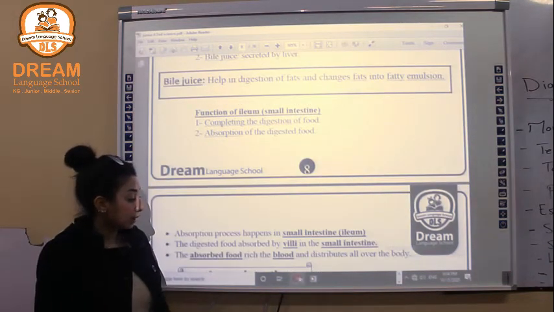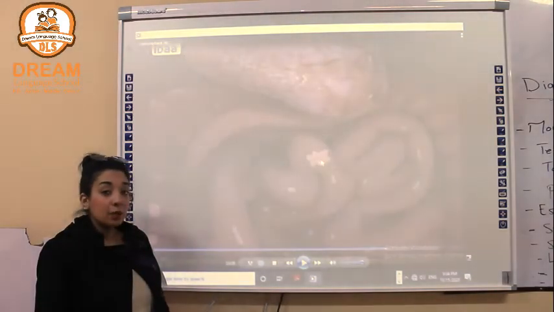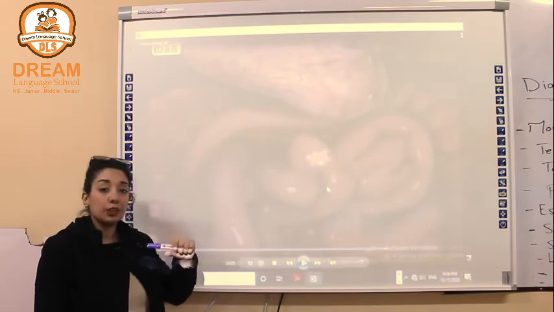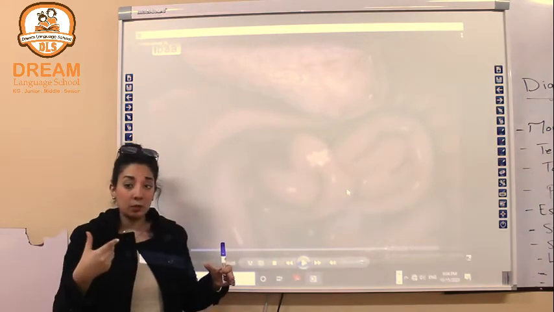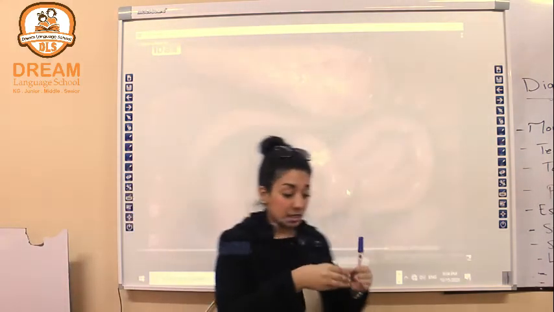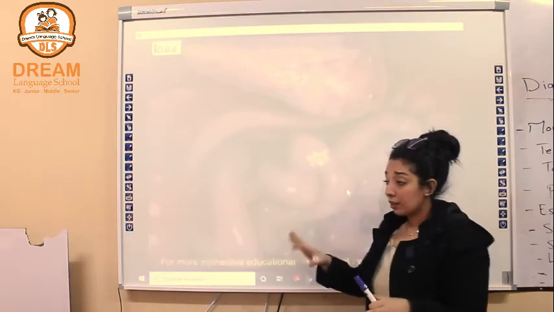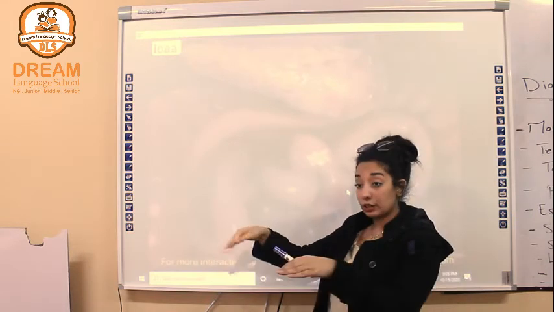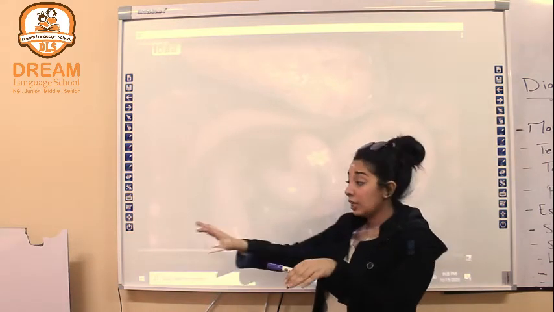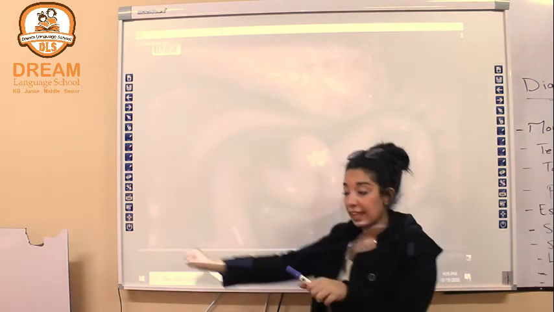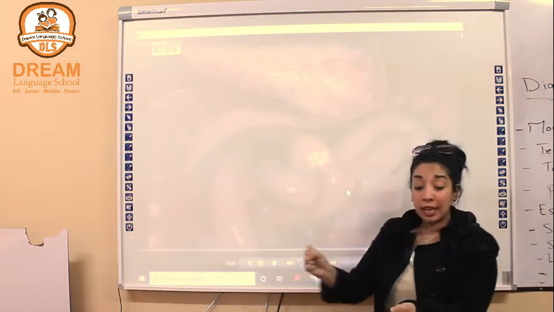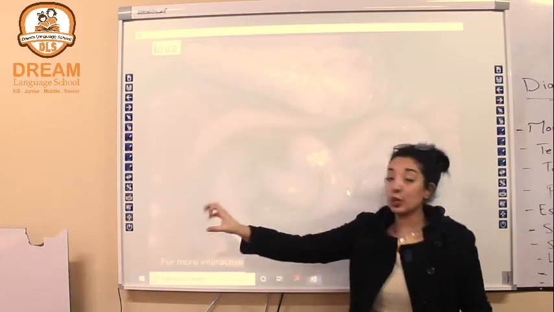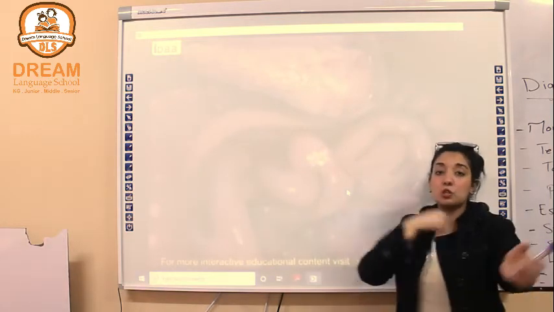I want you to look at this one. The ileum has very small parts. This small part is like a door. Let's imagine that the ileum has a door, and this door sees the digested food. So when the ileum completes the digestion, the door will open and take the digested food and close. So this door is called villi. The villi will take the digested food and give it to the blood.